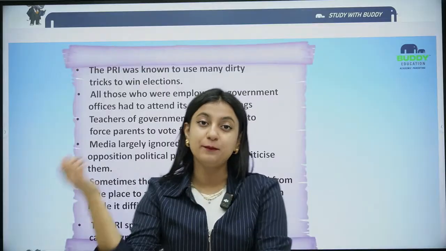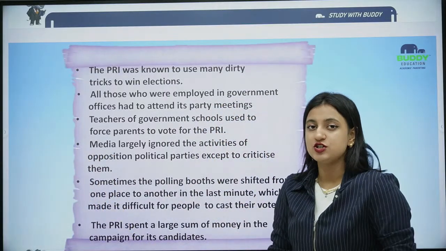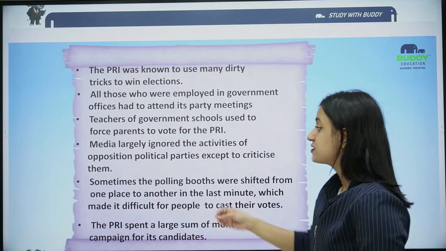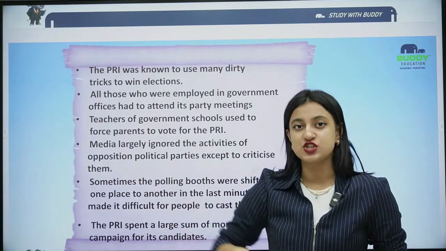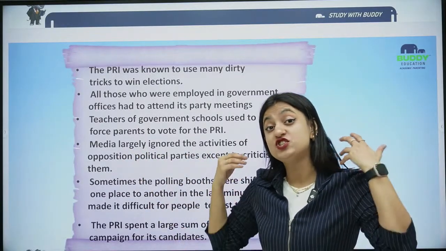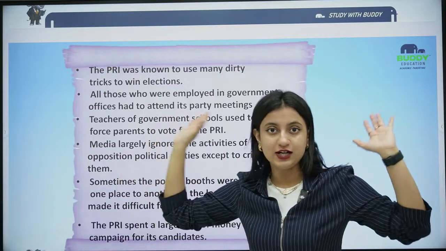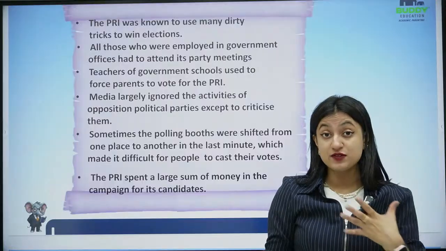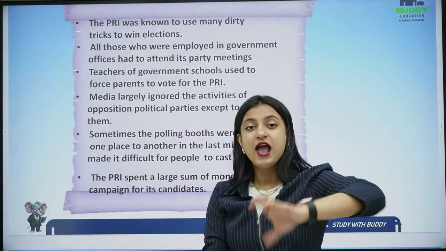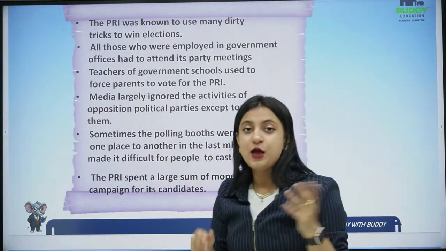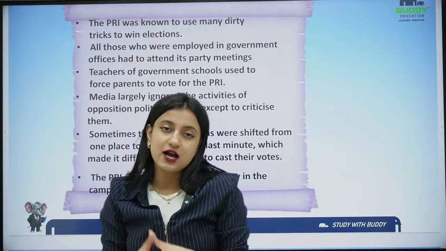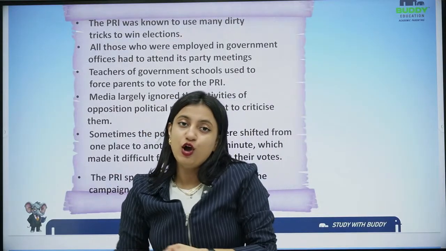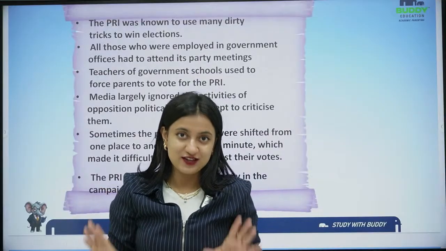So that is why the PRI used lots and lots of dirty tricks. This is one of the tricks. Another trick was that the media largely ignored the activities of opposition parties. They changed the voting booths at the last minute. Sometimes the polling booths were shifted from one place to another. Sometimes the machines were put into a car and taken away, magically disappeared, because they disappeared from exactly those spots that they knew would not vote for PRI, right?